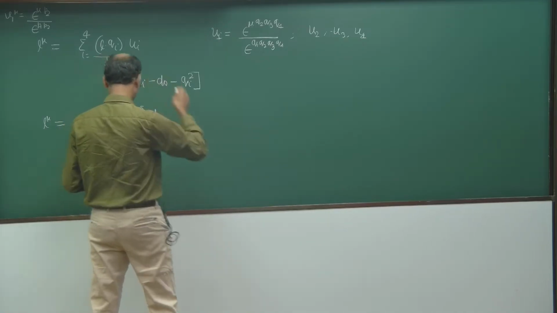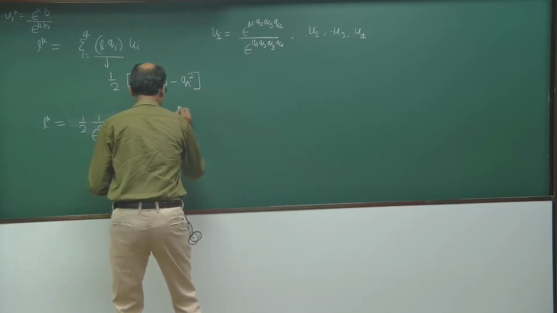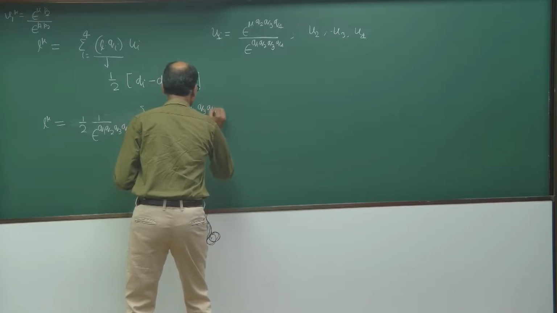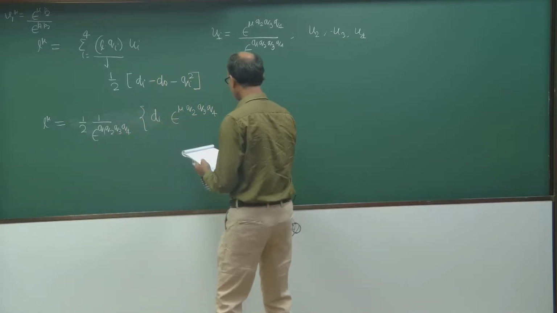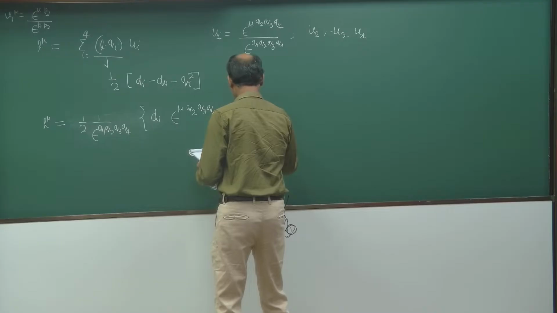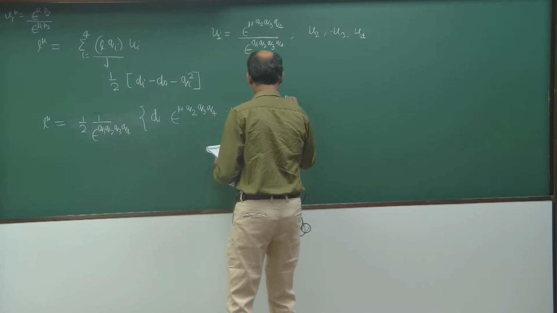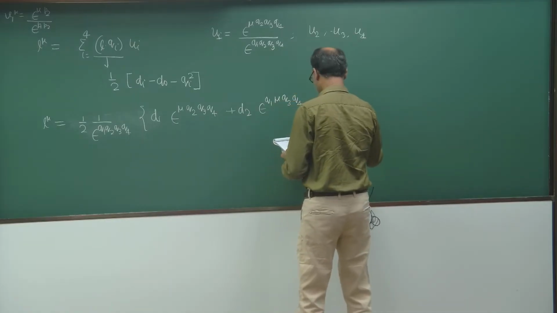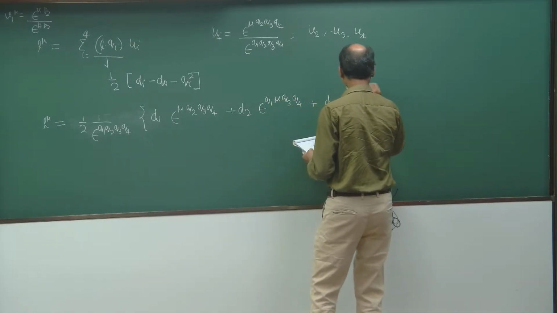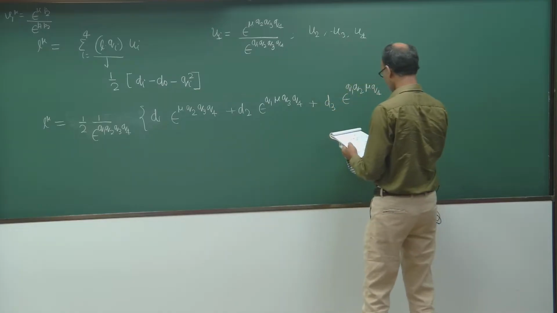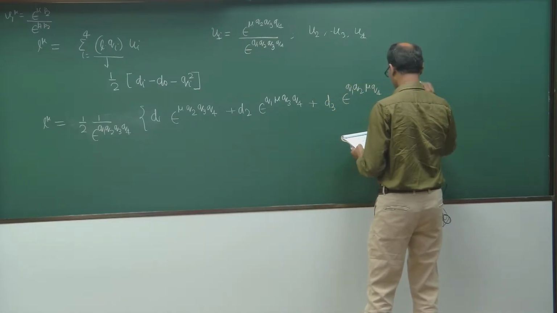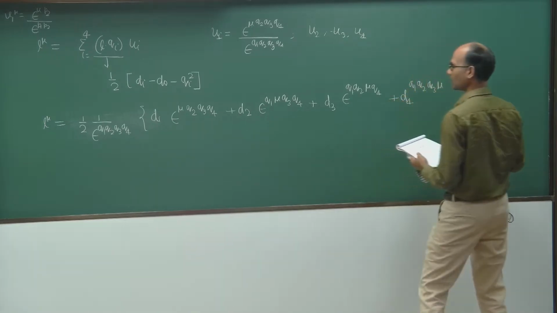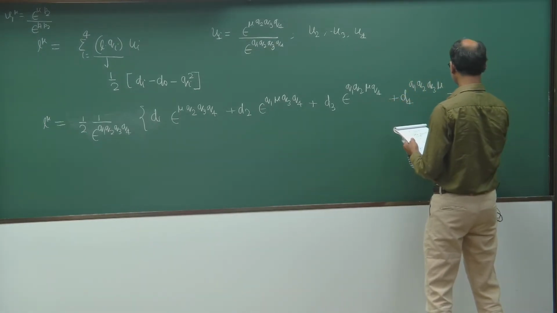Oh, I cannot do that. So, okay, let me do that step, because there are some new things to be stated. Okay. So, this is your d1, d2 is epsilon q1 mu q3 q4, d3 is epsilon q1 q2 mu q4 plus d4 q1 q2 q3 and mu. Okay. And minus d0.